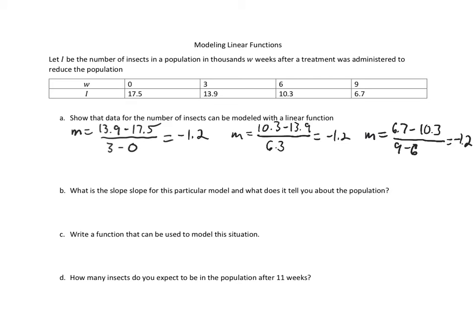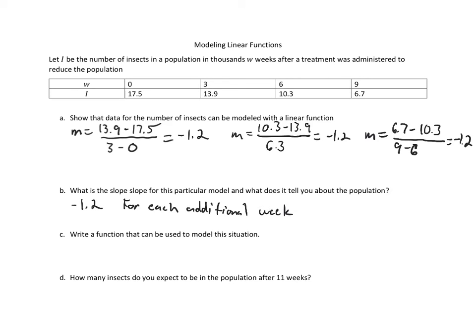is a linear function. What is the slope for this particular model, and what does it tell you about the population? Well, the slope here is negative 1.2. What that tells us is every time the input goes up by 1, which in this case is weeks, so for each additional week, the slope tells us the change in the output. Well, if it's negative 1.2, that means the population is decreasing by 1.2 thousand each week.